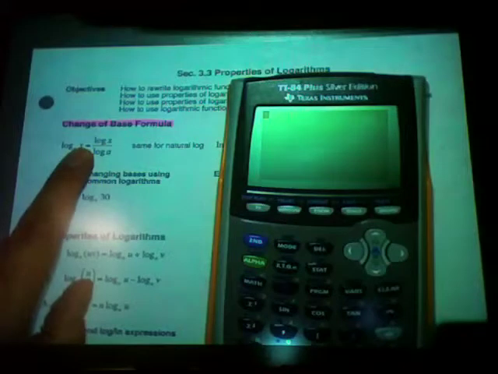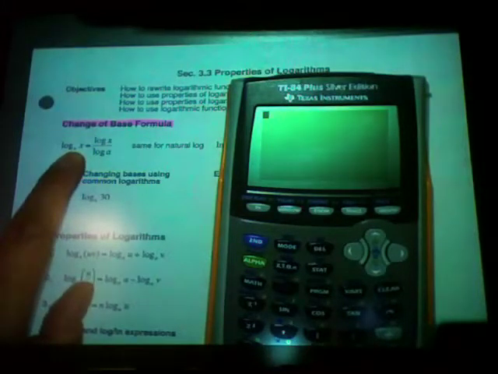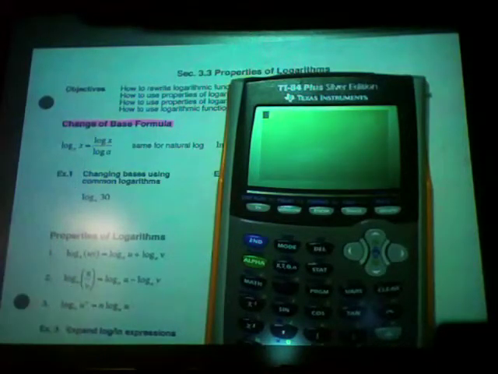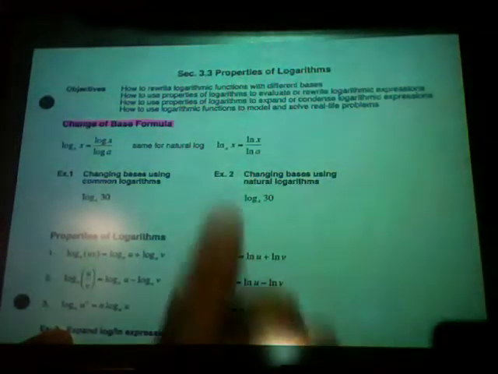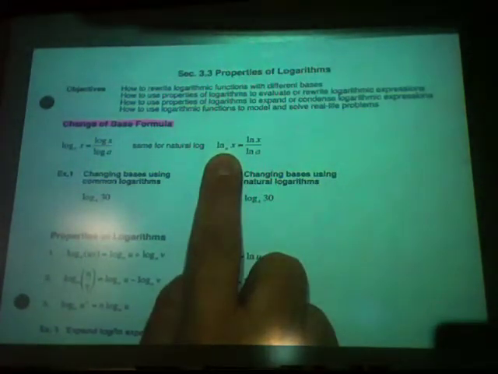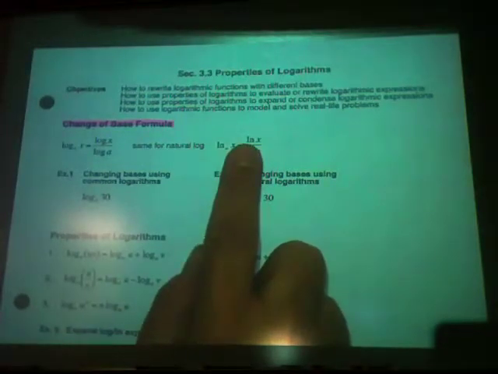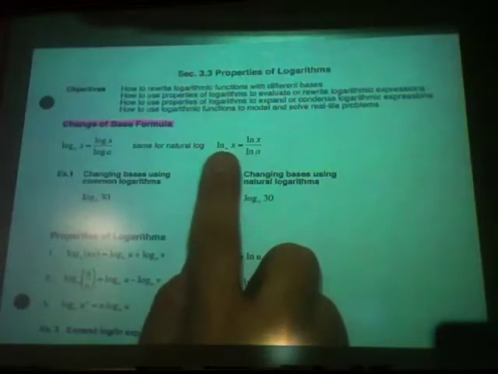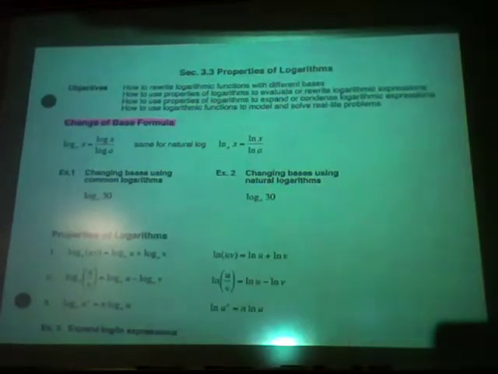The log of this top number divided by the log of the base. And the same goes for the natural log. If you have a natural log with a base that's not e, then you take the natural log of this number divided by the natural log of whatever the base is. So let's look at these.